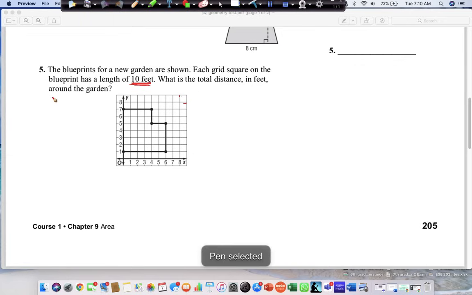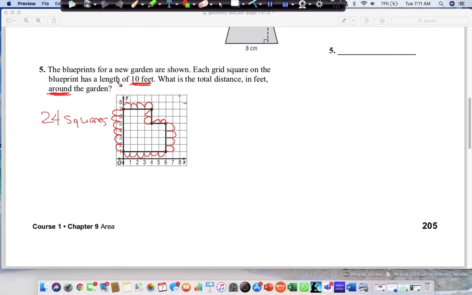Around the garden. Around the garden means perimeter. Around the outside of the garden. So right now I'm just going to count all of the squares around. So 1, 2, 3, 4, 5, 6, 7, 8, 9, 10, 11, 12, 13, 14, 15, 16, 17, 18, 19, 20, 21, 22, 23, 24. Okay, so we count to 24 squares around the entire shape, okay?